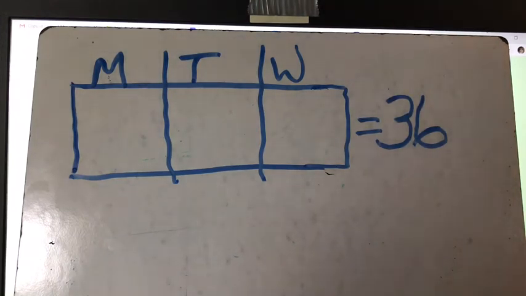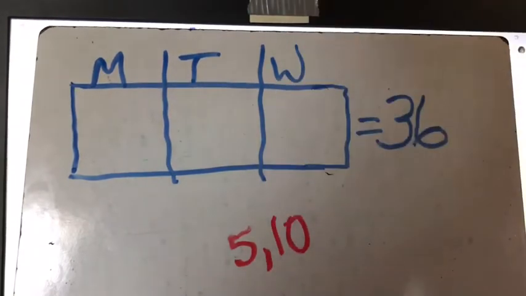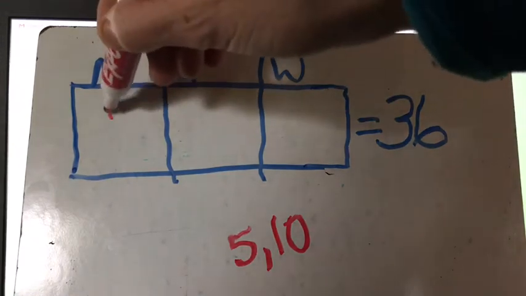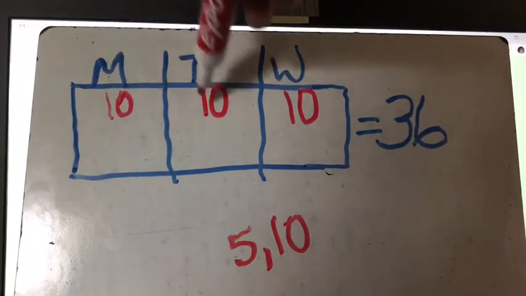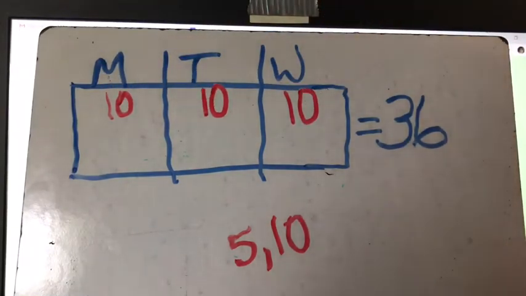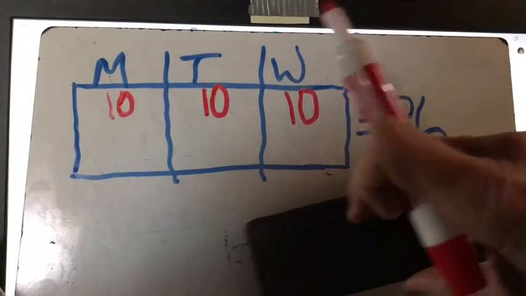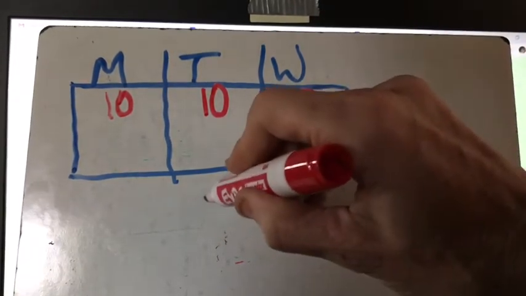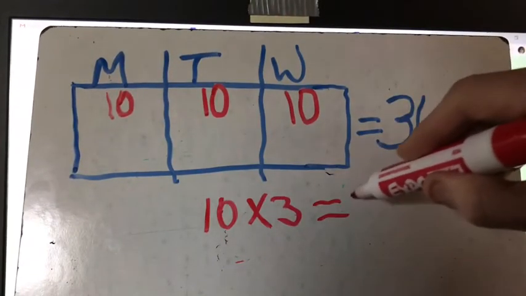One way I like to do it is I like to take my easy numbers of 5 and 10 because I can count by 5s, I can count by 10s easily. So let's say I choose 10 for each of these. If I add 10, 20, 30, I'm almost at 36. So I'm getting close, but 10 is not the correct answer. So 10 times 3, I have the number 10 3 times, equals 30.